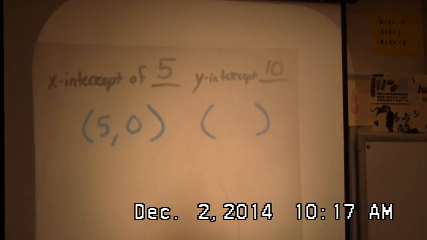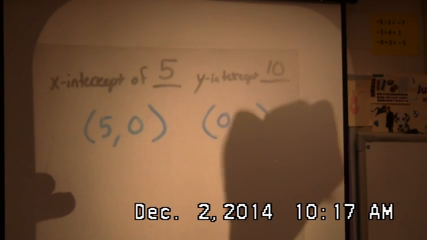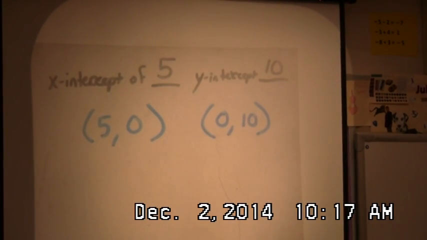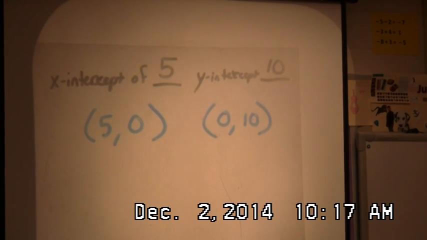What is it? 5, 0. So I just gave you the point 5, 0, and then I gave you a second point. What was the other point I gave you? 0, 10. Excellent, 0, 10. So you can write this as 2 separate points, 5, 0 and 0, 10. And then how do you calculate the slope between these 2 points?